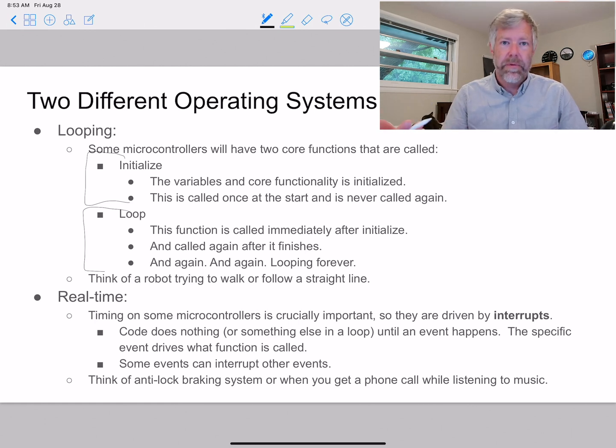The other type of operating system on a microcontroller is what's called a real-time operating system. A real-time operating system is like what your cell phone uses, and that is what's called interrupt-driven. Your cell phone will basically sit there and do nothing. It doesn't ever do nothing.